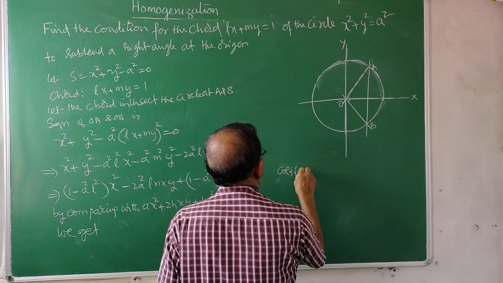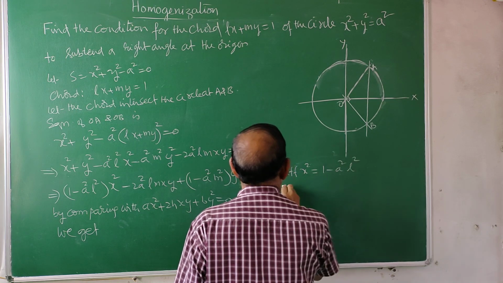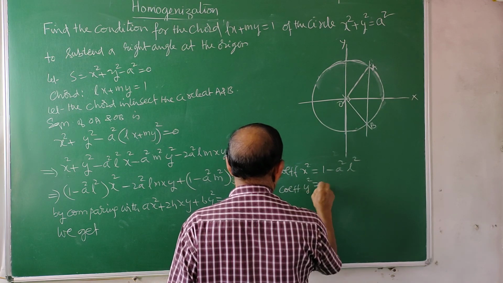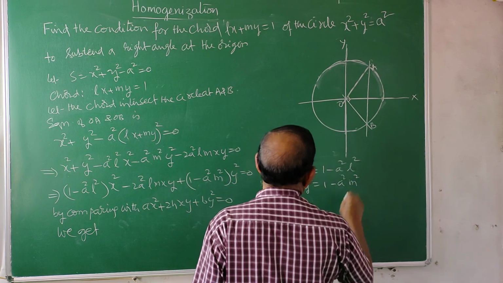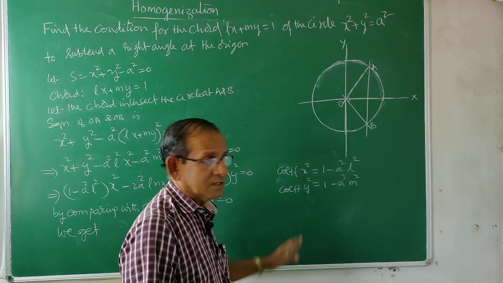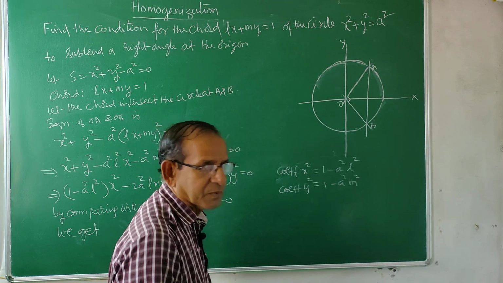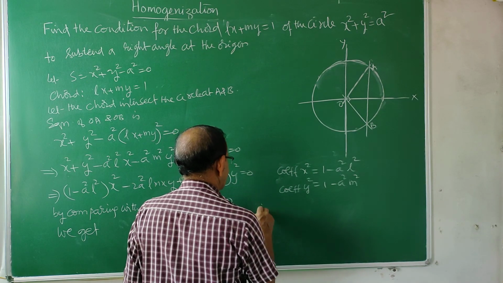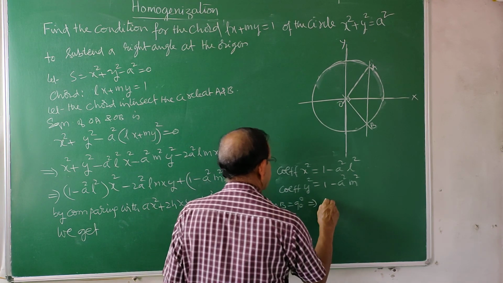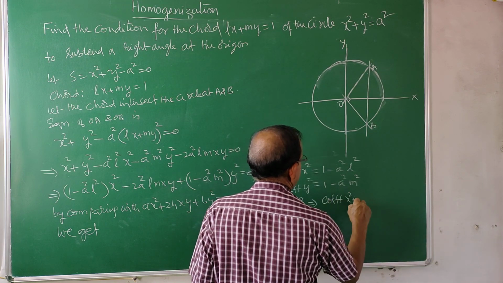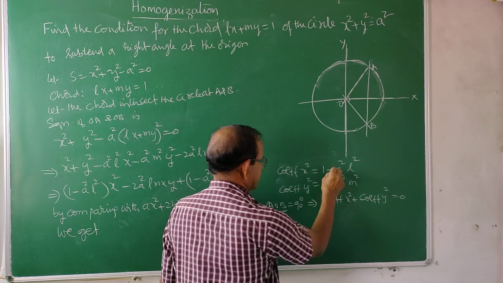Coefficient of x square is equal to 1 minus a square L square, and coefficient of y square is equal to 1 minus a square m square. Because angle AOB is equal to 90 degrees, coefficient of x square plus coefficient of y square must be 0, because cos theta is cos 90, that is 0. Since angle AOB is equal to 90 degrees, that implies coefficient of x square plus coefficient of y square equal to 0. That implies this plus this must be 0.